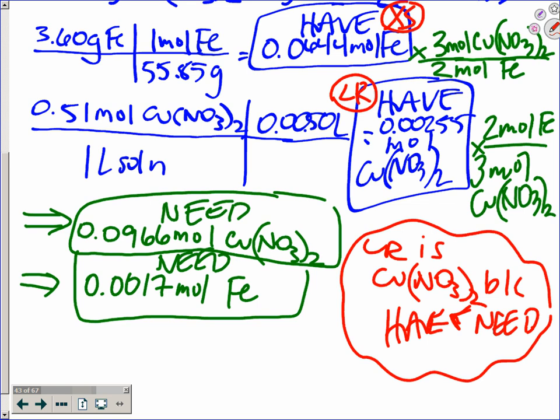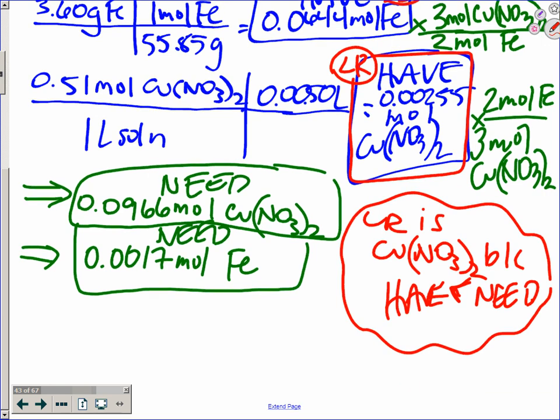Use a limiting reagent to solve the rest of the problem. So here's the limiting reagent one more time: copper 2 nitrate. The point that really matters on this whole board is the have of the limiting reagent, like how much you have to start the reaction. That's the most important number on this board.